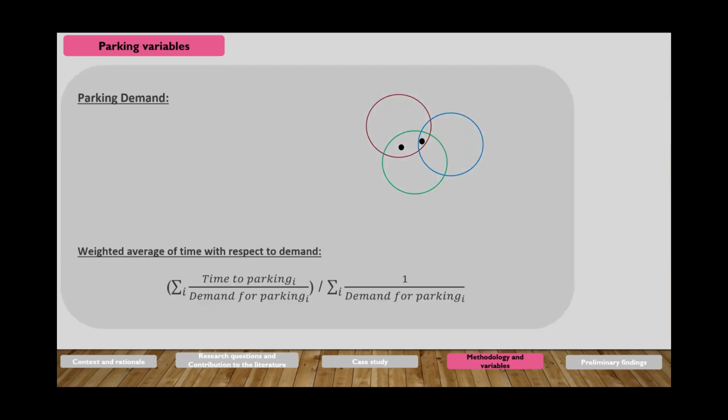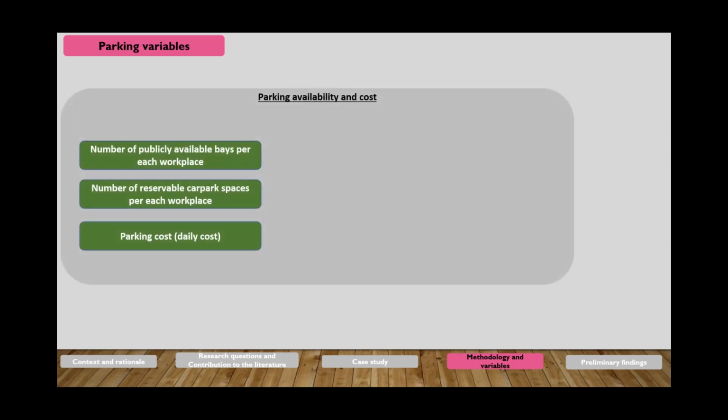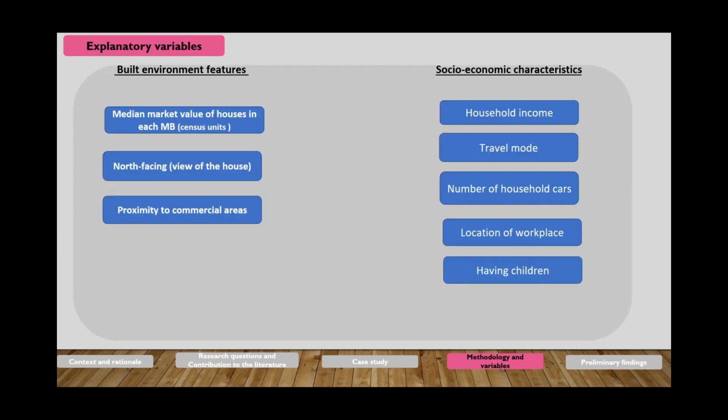Because commuters think about competition on parking, or demand for parking, in addition to walking time to parking, I calculate a weighted average of time with respect to demand, and I use this variable instead of time in the main regression. Also, I control for parking availability and cost. I also control for demographics and built environment features.